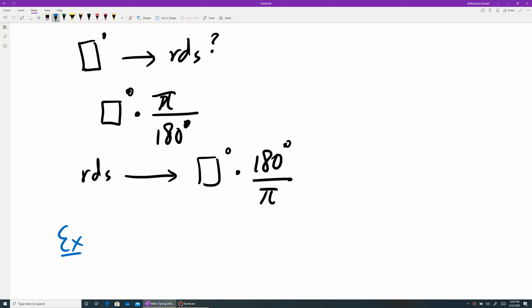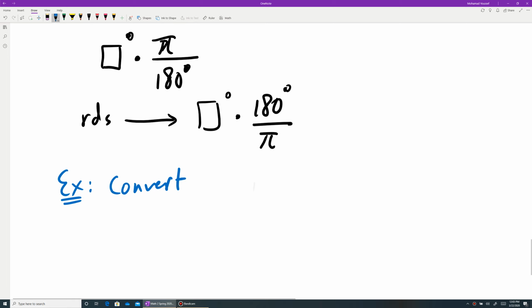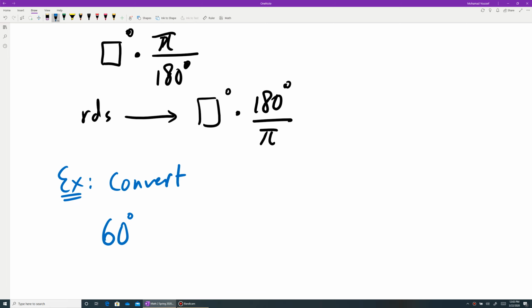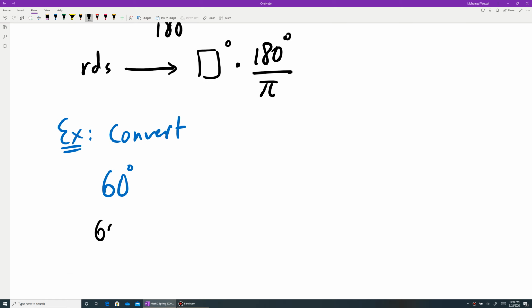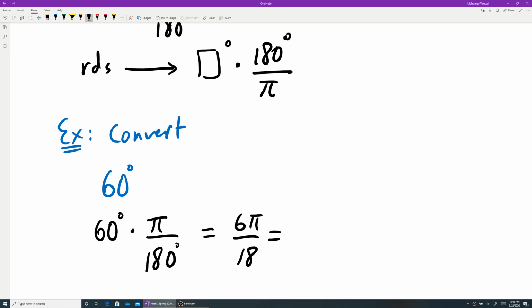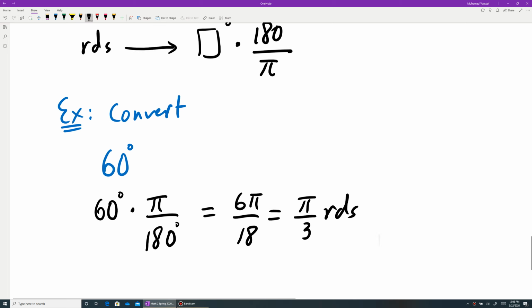Example on this, convert. Let's say we have 60 degrees. How do we convert 60 degrees into radians? Well, we multiply by pi over 180. And the zeros cancel, so that gives 6 pi over 18, which is pi over 3 radians. So 60 degrees is pi over 3 radians.